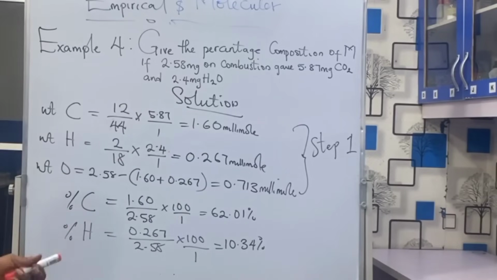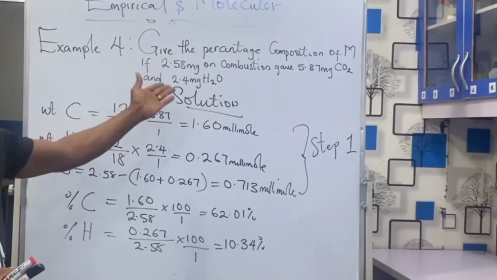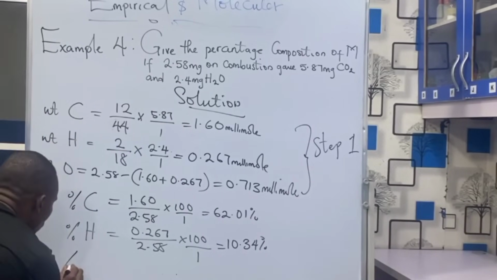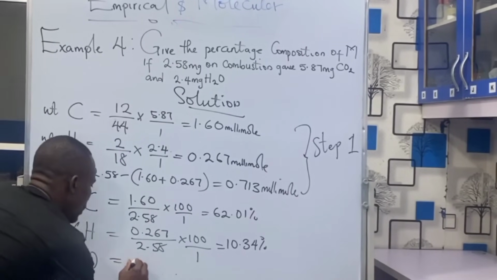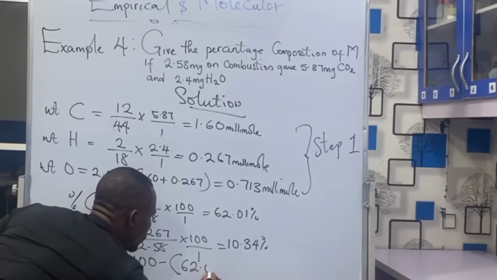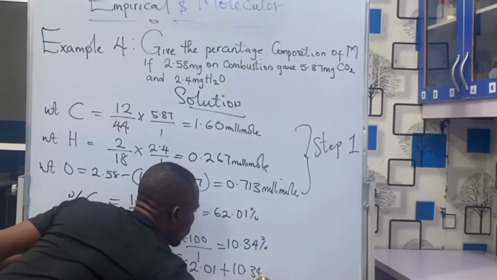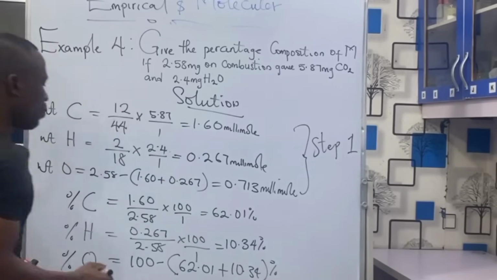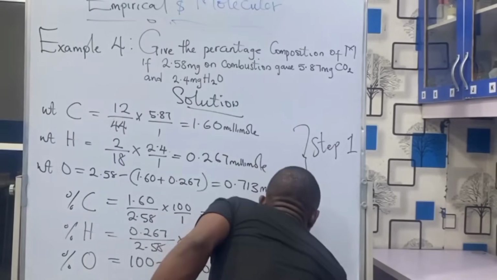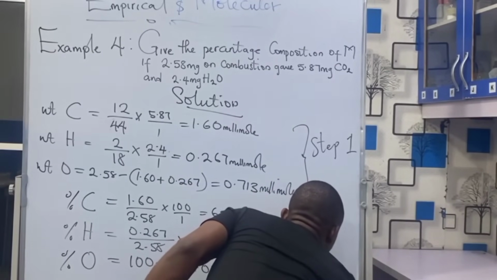And then, usually, the compound contains oxygen as well. And so, percentage oxygen will be 100 minus open bracket 62.01 plus 10.34%. When you do that, you have 27.65% oxygen.